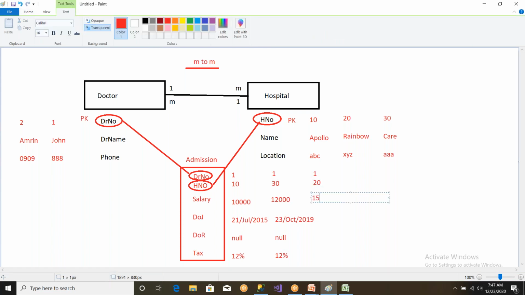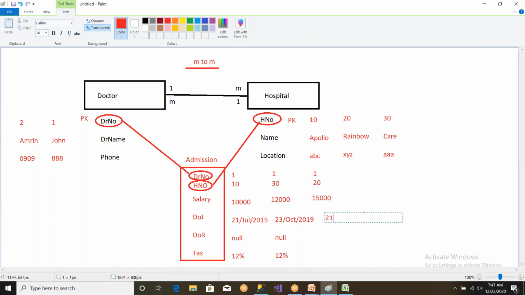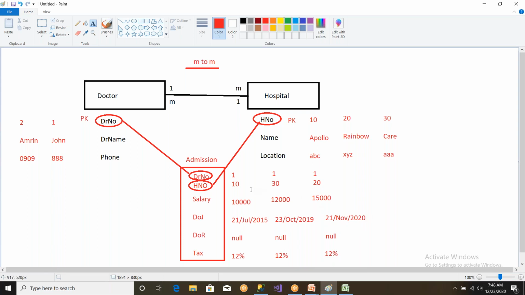Rainbow is giving 15,000 and some date, so let us say 21st November. Recently joined 2020, so now the relieving date is a null value. Now in this also he has to pay some 12% tax, whatever the tax he has to pay. Clear?